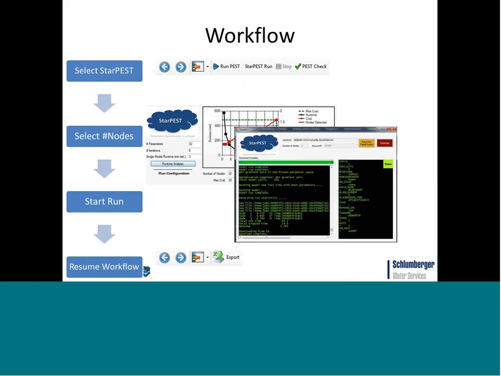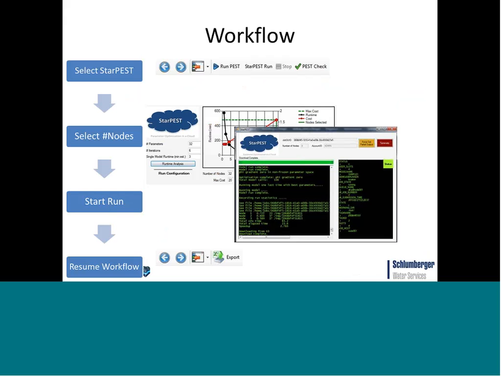The workflow is to select StarPEST from the PEST workflow in Visual MODFLOW Flex. You select how many nodes you want to run on the Amazon cloud service. This could be, as I mentioned, 8, 16, 32, 64. It will give you a rough cost estimate for how much this is.